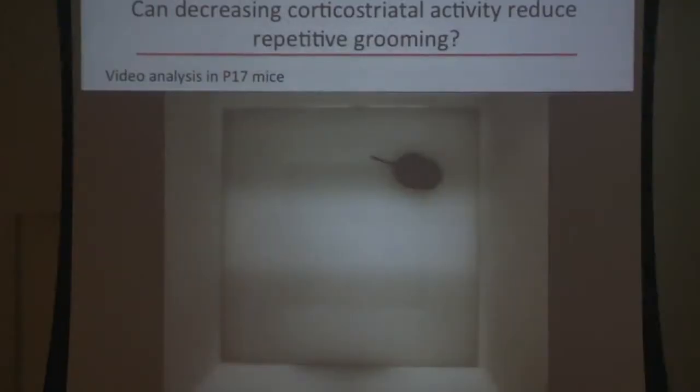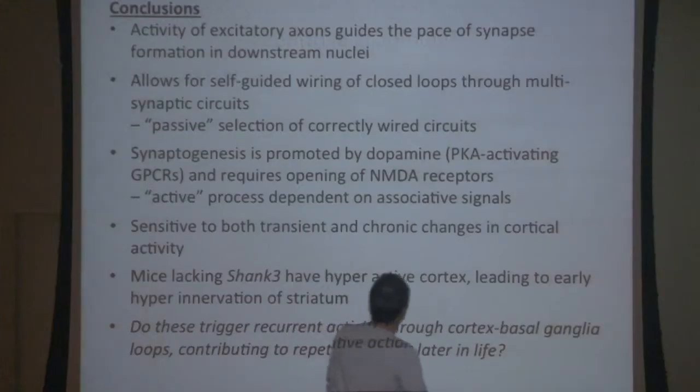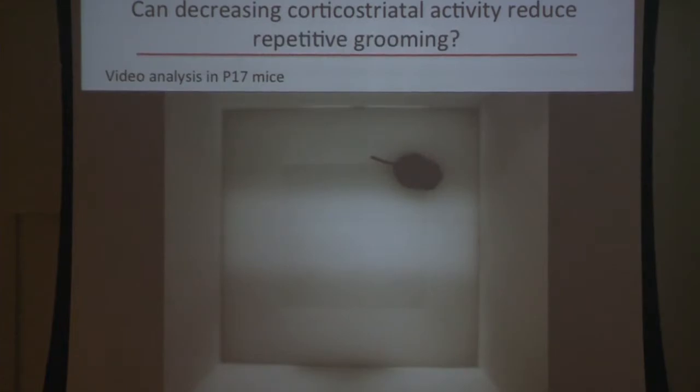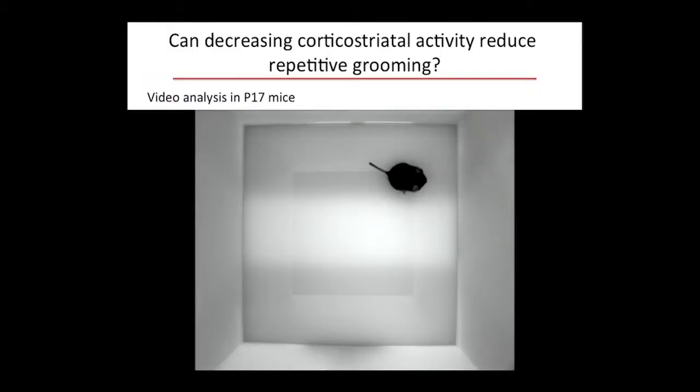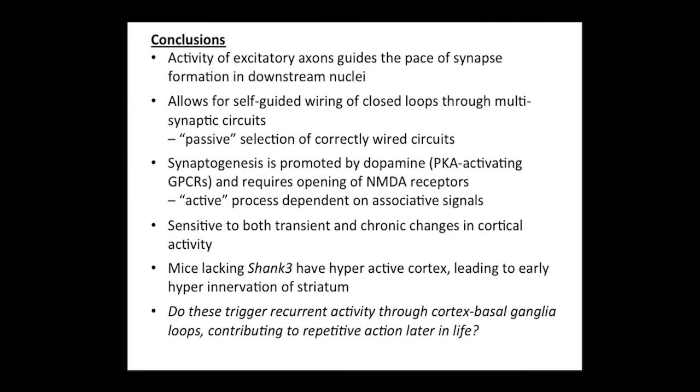So I'll stop there. We're now moving towards trying to understand whether we can rescue and perturb behavior. And so we're simply establishing conditions in which we can do analysis of grooming behavior in these young mice. This is a P17 mouse, I think, and we can obviously detect grooming. And so now we're looking at whether we can establish a causal link to behavior. So let me end there.